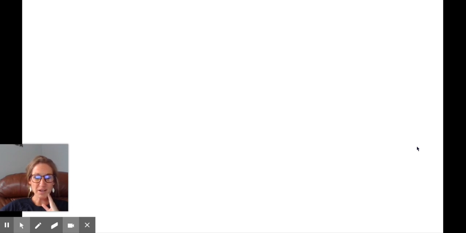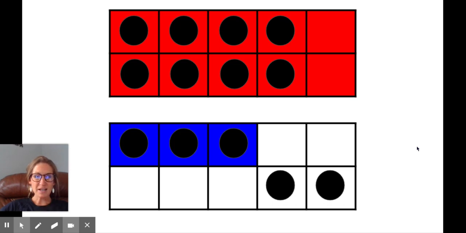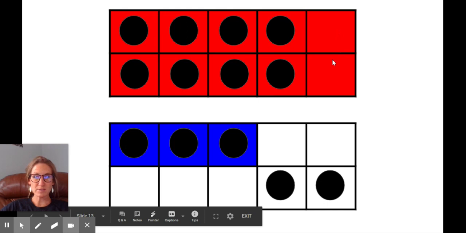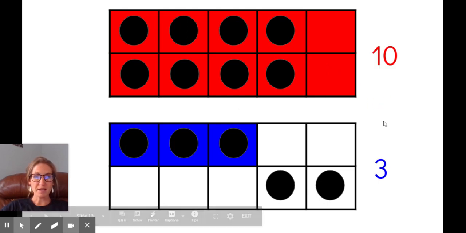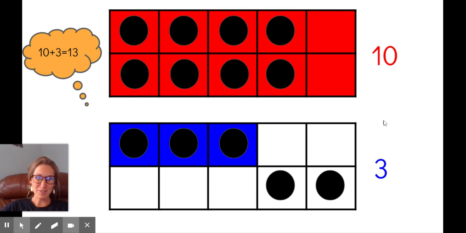So here's one way that I figured it out. I try to make 10. My brain is always trying to make 10. I don't know if yours is too, but I know that there's 2 missing up here. So if I can move these 2 dots up here to make a 10, then that would be a 10 and then 3 at the bottom. And 10 and 3 happens to be 13, right? I don't even have to count for that one because I know my 10 plus facts.